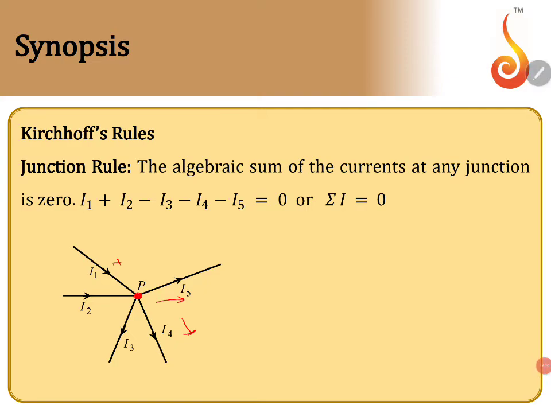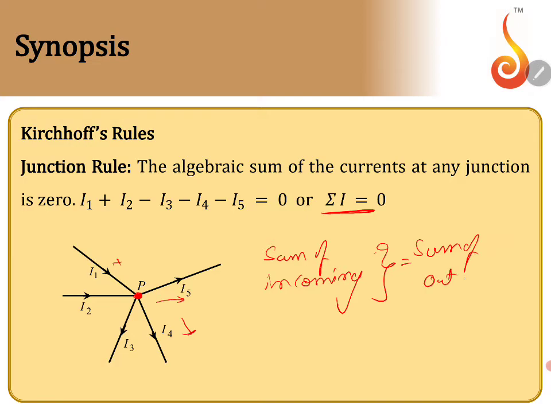So the total current meeting at this point P will be equal to 0. That is what the Kirchhoff current law says. That means the sum of the incoming current into the node is equal to the sum of the outgoing current.